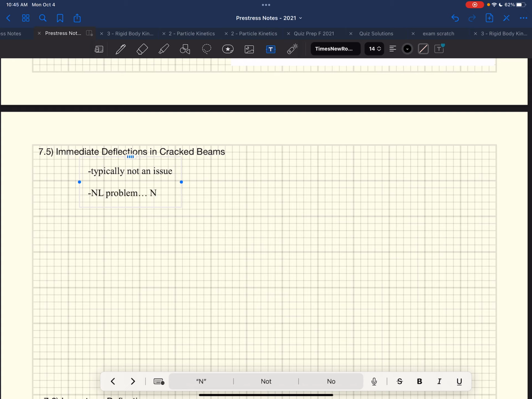You have nonlinear FEA. You could integrate curvatures along the length using a nonlinear moment curvature relationship. Right? With that equation before, you look up the moment, you look up the curvature, and then you go from there. So that's one way of doing it, right? Or there are approximate methods.